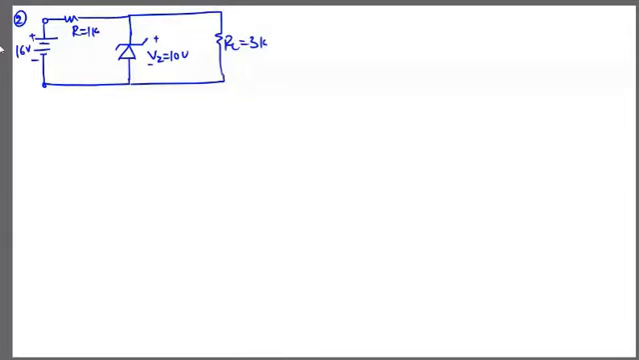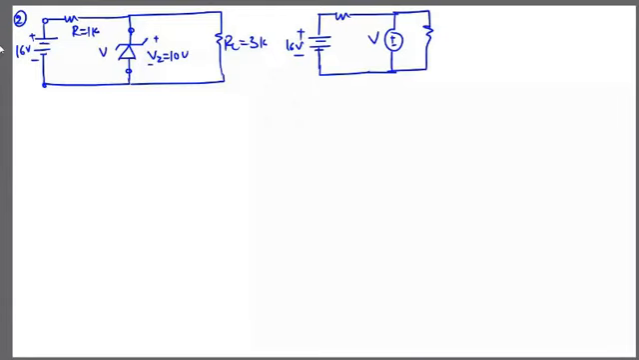So now again we will check whether the voltage across this diode is greater or less than VZ. So we will replace this zener diode with a source or battery, and try to find the value of that. This is 16 volt, and here we have replaced this by V, and this is R equals 3 kilo ohm. This is 1 kilo ohm.